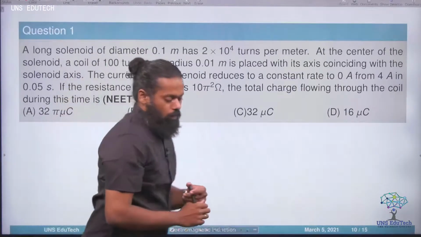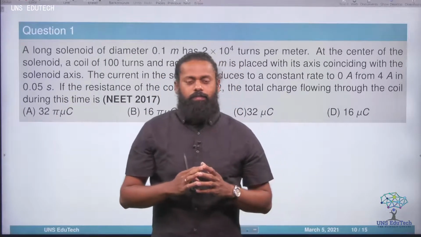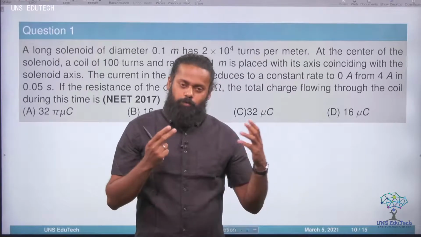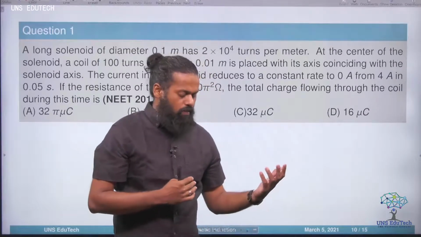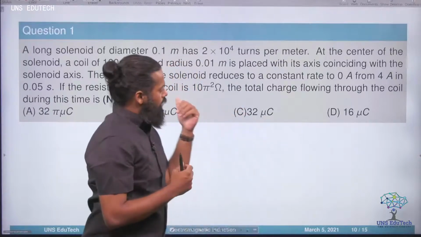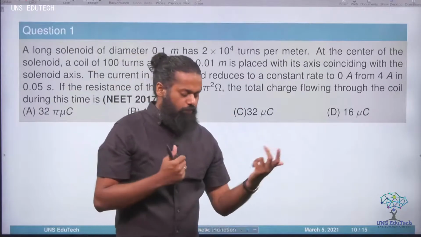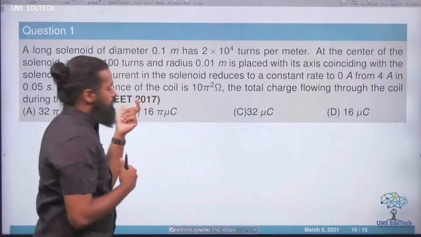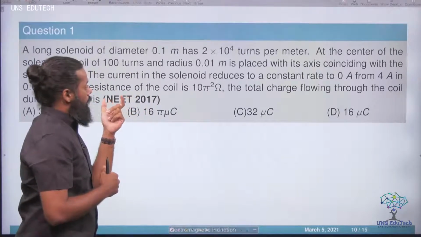So I'll give a problem and I will explain it first, then I'll give you 2 minutes, and you try your best to solve this example. Some of this needs other concepts. It may not be easy for you, but this is the NEET 2017 question, and try to do it yourself.